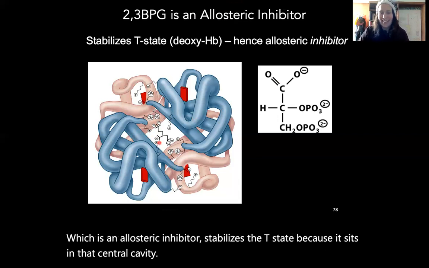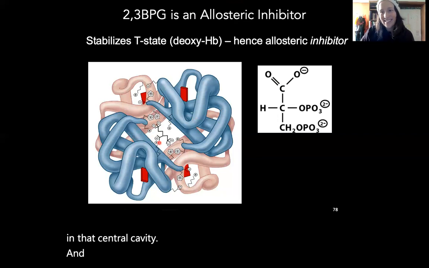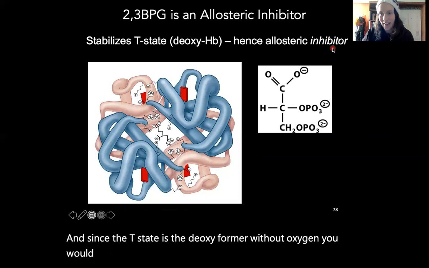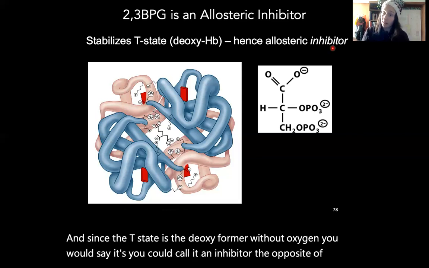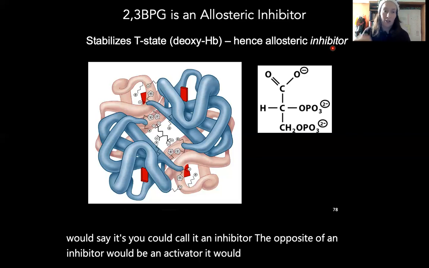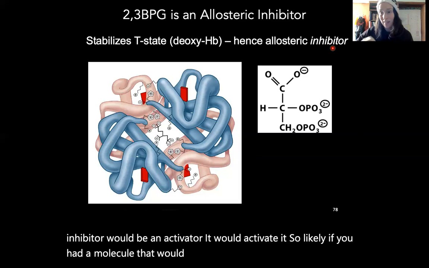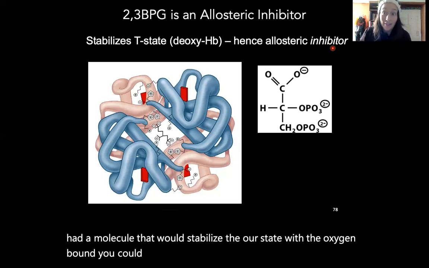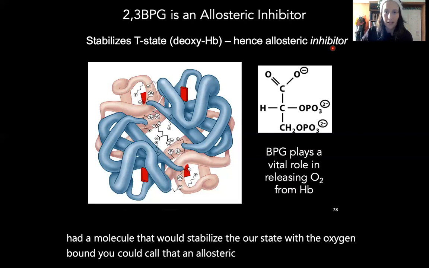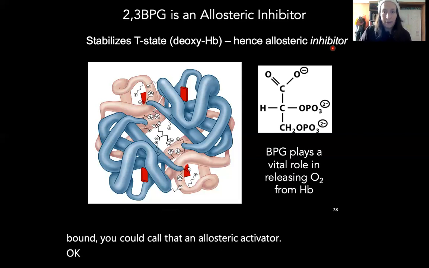Okay. And since the T state is the deoxyform without oxygen, you could call it an inhibitor. The opposite of an inhibitor would be an activator. It would activate it. So likely if you had a molecule that would stabilize the R state with the oxygen bound, you could call that an allosteric activator. Okay, so 2,3-BPG plays a vital role in releasing oxygen off the hemoglobin.